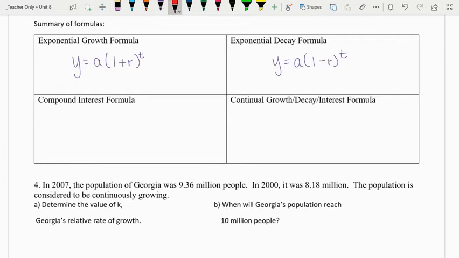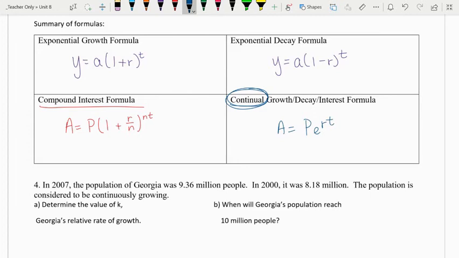Now, when it starts saying compounded, when it's compound interest, that means you would use A equals P times (1 plus r over n) to the nt. And if it's talking about compounded continuously, you need the word continuous. Whether it is growth, decay, or interest, or anything like that, if they talk about continuously, then you will use A equals P e to the rt.